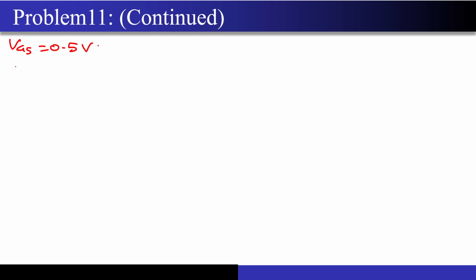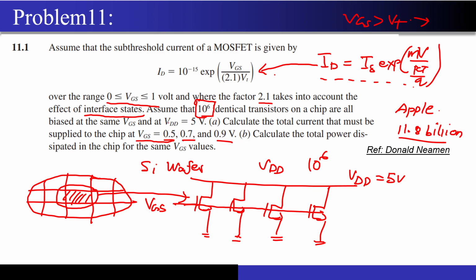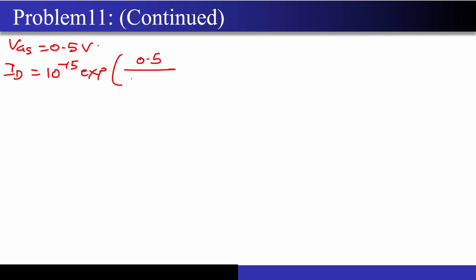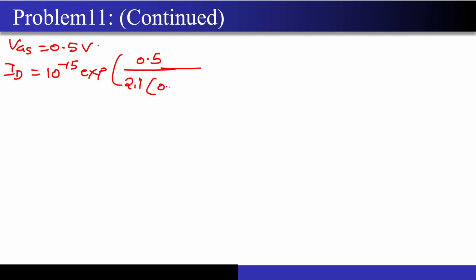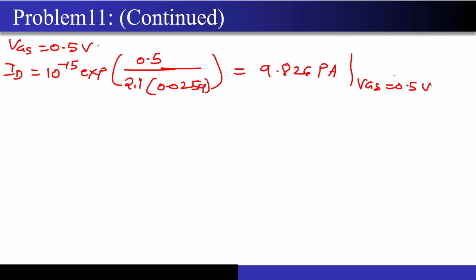I already know the formula. What is the formula? 10 to the power minus 15 exponential of this. There was a VGS over here, so the VGS has been replaced by 0.5, so 0.5 upon 2.1 VT. What is this VT? VT is nothing but your KT by Q, and at room temperature it is 0.0259. So if you substitute and calculate this ID, it will come out to be 9.826 picoamperes, and it is at the VGS value of 0.5 volts.